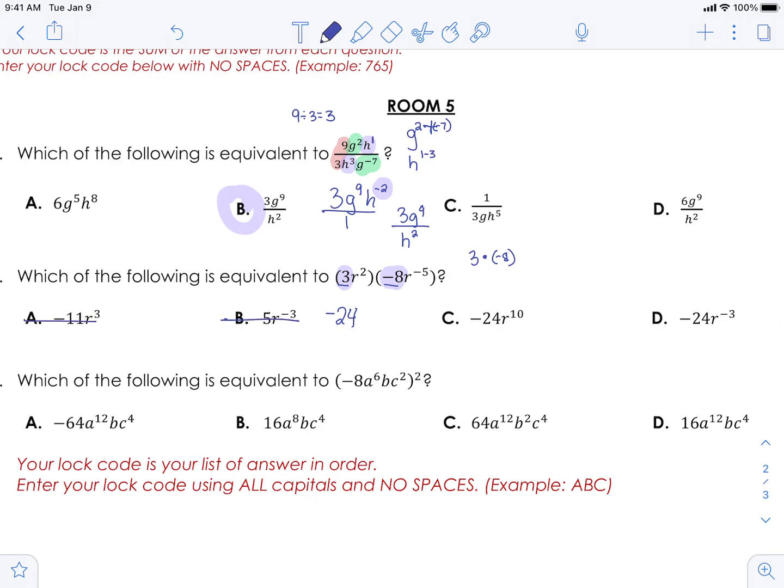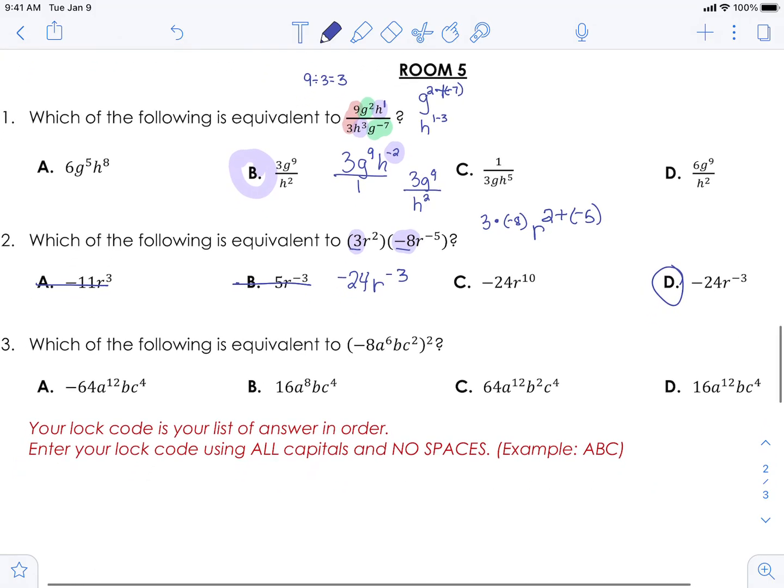And then for my variables, since I'm multiplying, I add. So I have r to the second plus negative 5 power, which gives me r to the negative 3rd power. And it looks like my answer is answer choice D.